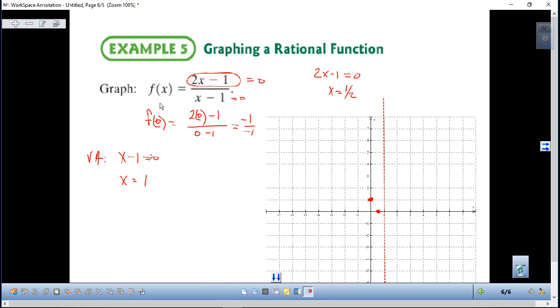All right, and then we want to find our horizontal asymptote. Remember, the horizontal asymptote, all we're looking at is the degree on top versus the degree on bottom. Degree on top is 1, degree on bottom is 1. That means we're going to do the fraction. Remember, there's an understood 1 there, so we got 2 over 1. So horizontal asymptote is y equals 2.